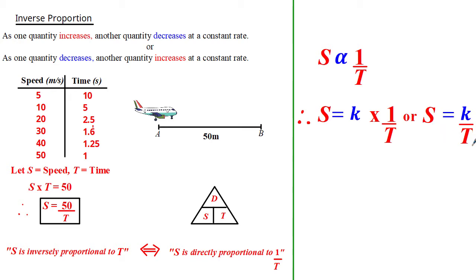And you can see here that as the value of t increases, this fraction will get smaller, causing s to decrease. And as the value of t decreases, this fraction would get larger, causing s to increase.